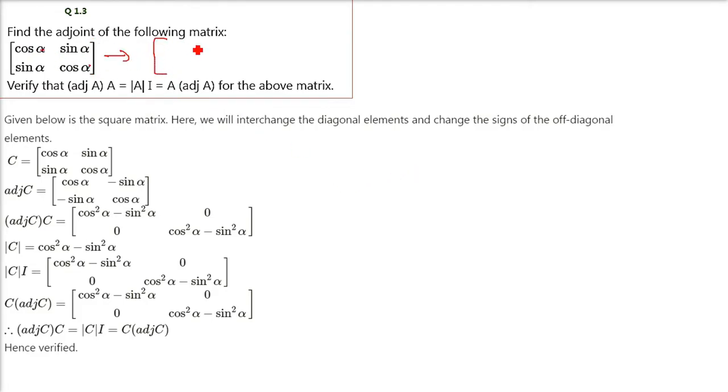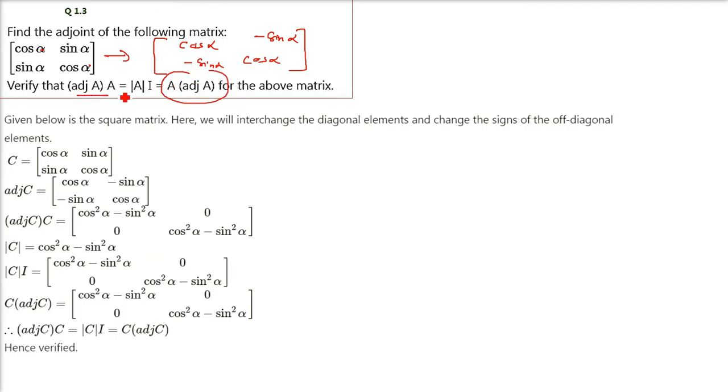Cos alpha you need to interchange, and that doesn't bother because they both are cos alpha. And change the sign of sin alpha. So minus sin alpha here. Okay. Now everything you will be able to do. I'm just going to do the one of it.